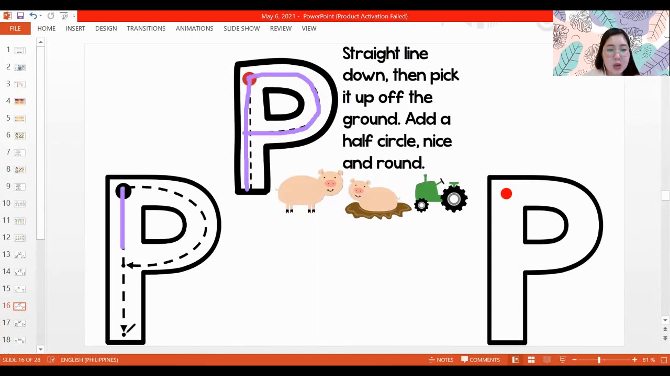Straight line down. Go back to the top and we make a curve. One more. Straight line down. Go back to the top and we make a curve. And we have what letter? Letter P. Capital letter P.